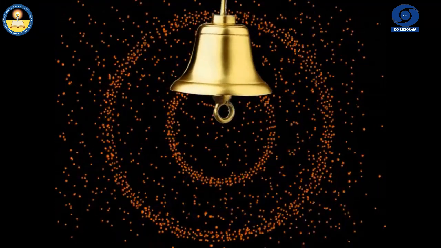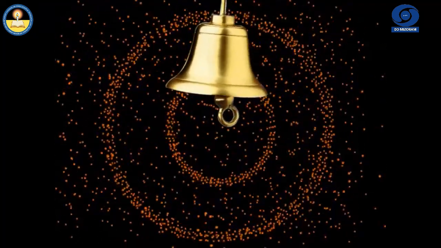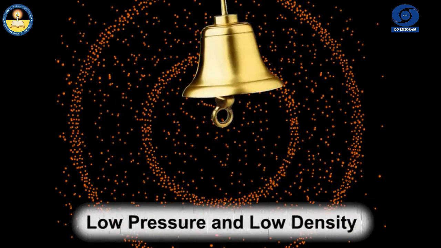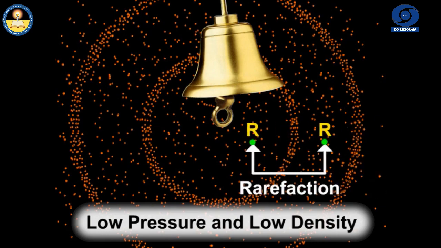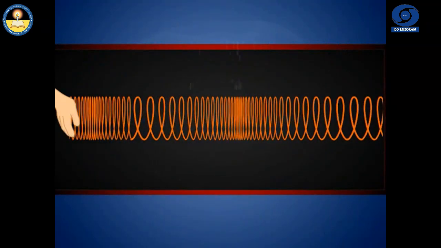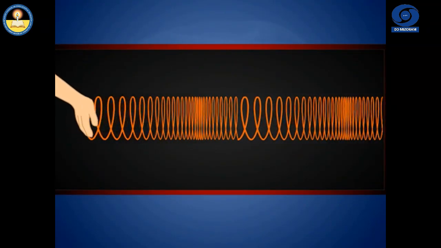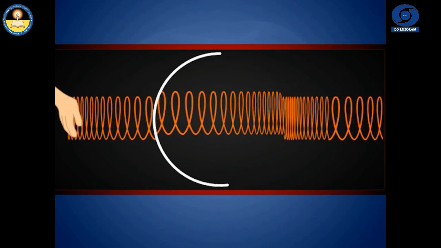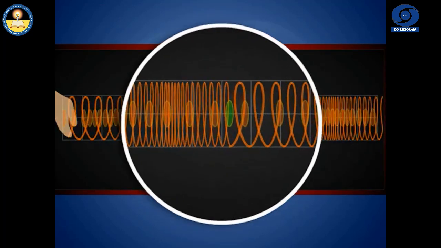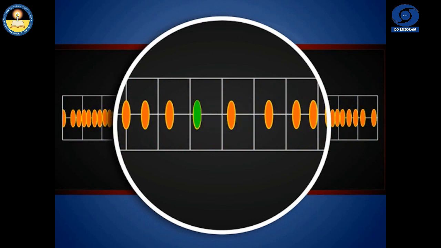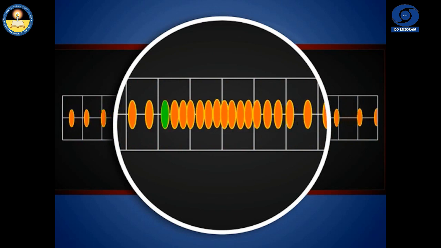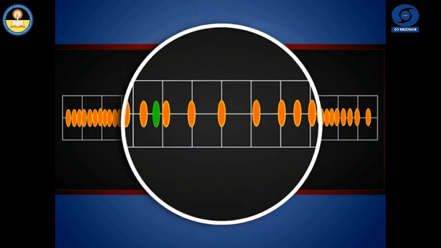When the vibrating object moves backward, it creates a region of low pressure and low density. This region is called rarefaction. When the object moves back and forth rapidly, a series of compressions and rarefactions is created in the air. In this way, sound propagates in the medium.